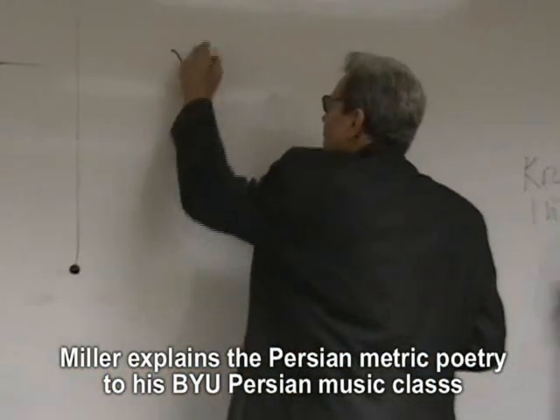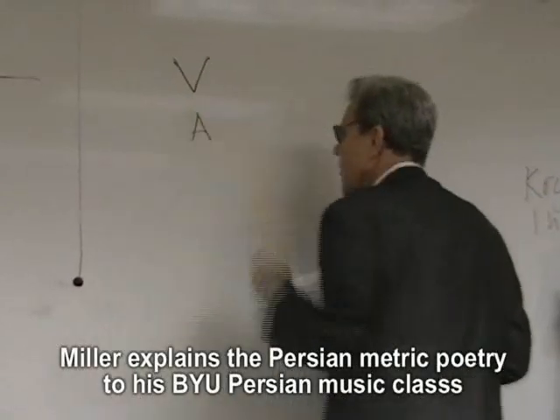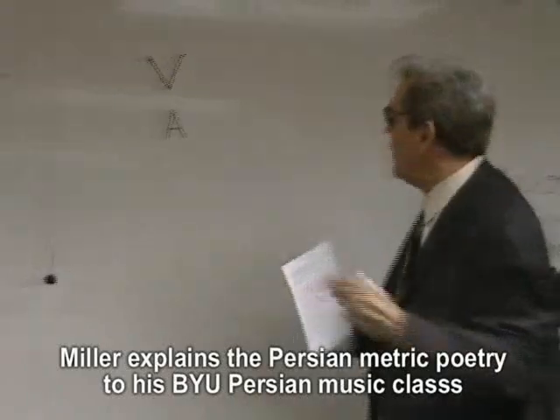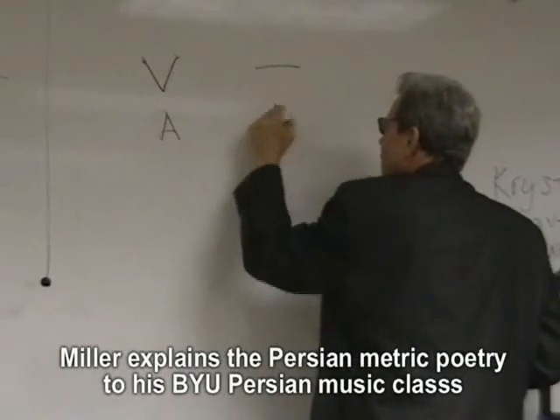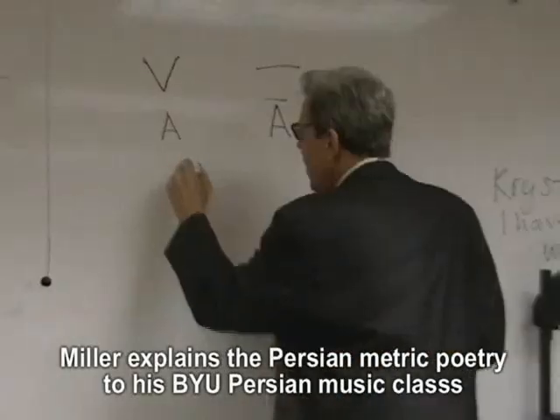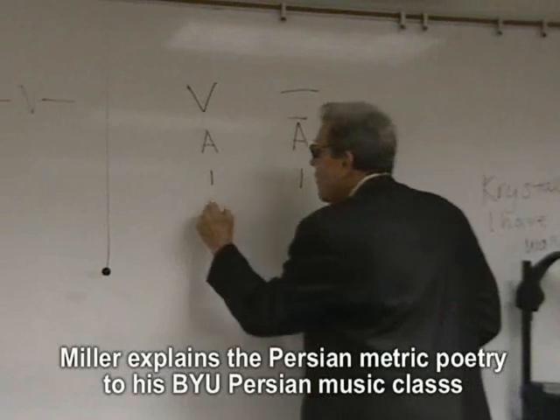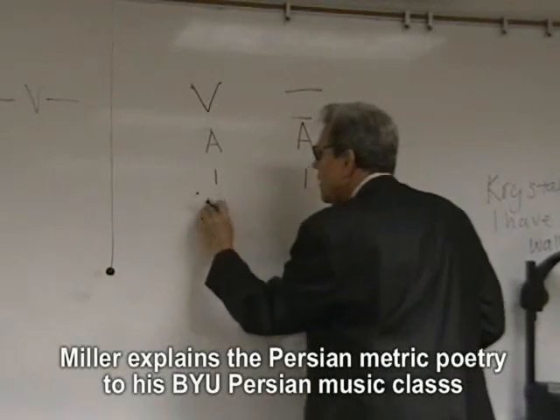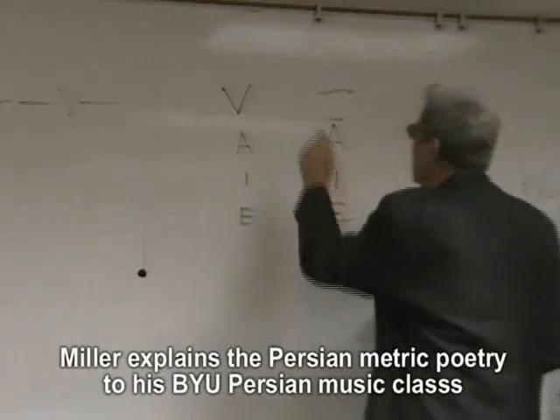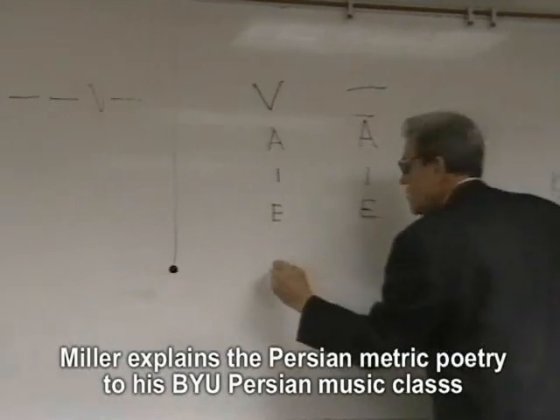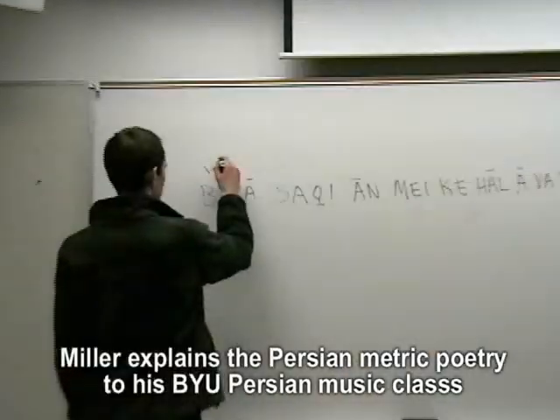Short is anything with a short vowel in it, like a, as opposed to long. Long would be a with a line over it. I, rather than e, they're both the same. So it can go either way. So two of these equal one of those. So two shorts equal one long.